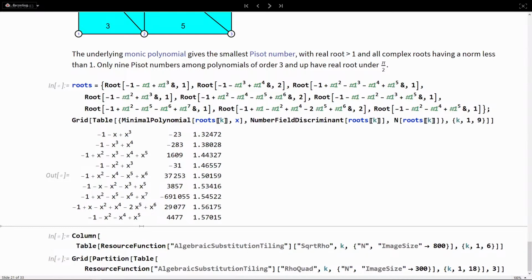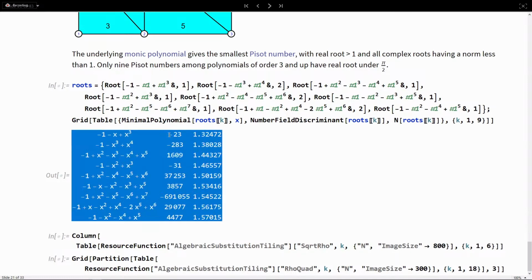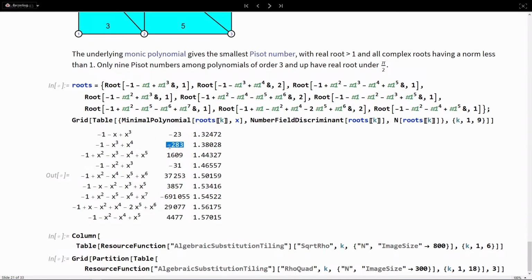So here's kind of a reminder of the Pisot numbers, and the polynomial for the plastic constant is at the top. The next one is the chi-space. I forget what this polynomial is called. And then the fourth one is the super golden ratio.